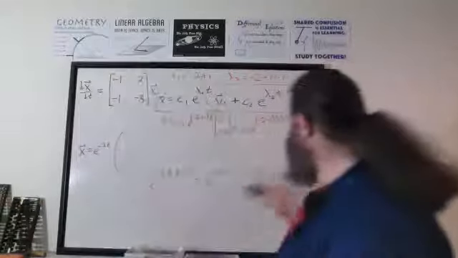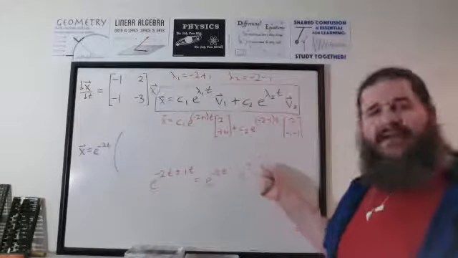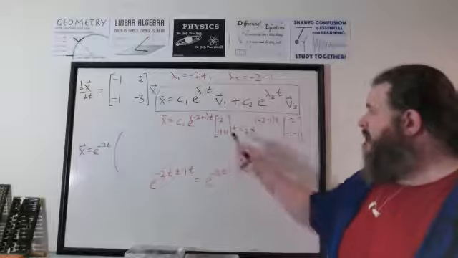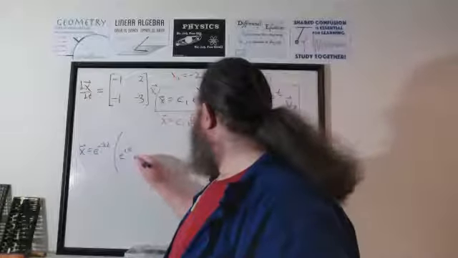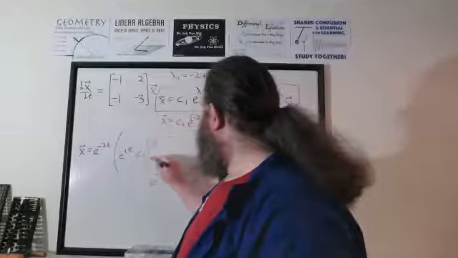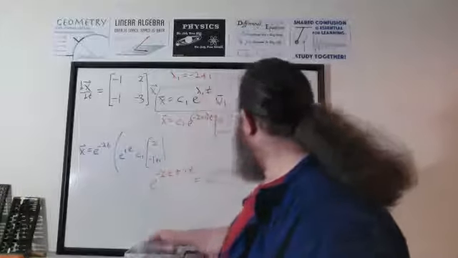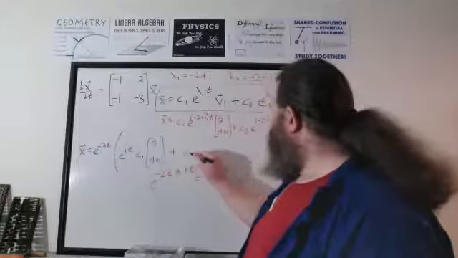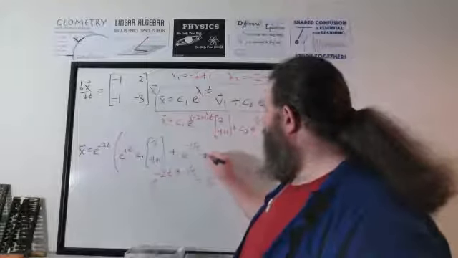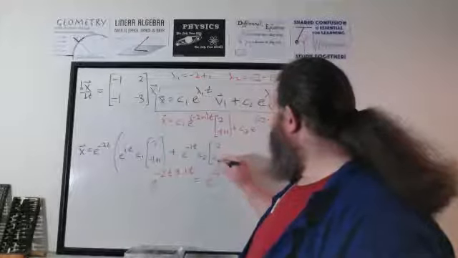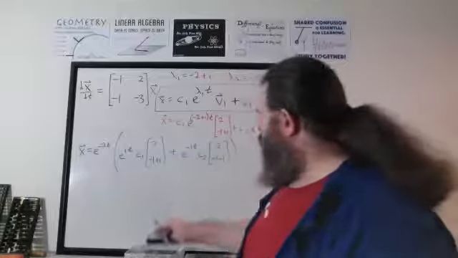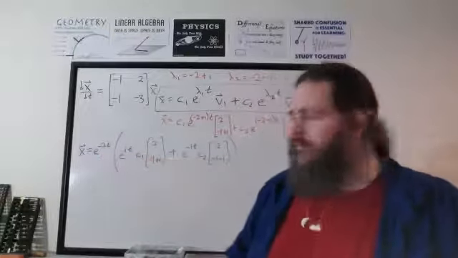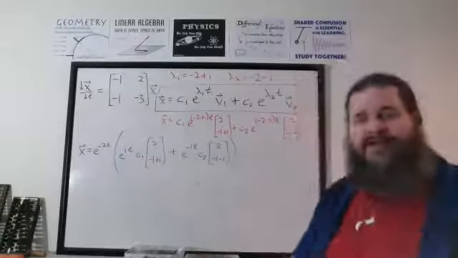We got e to the -2t times whatever's left. Specifically, what's left is going to be an e to the it or e to the negative it times each of these. So e to the positive it times c1 times (2, -1 + i) plus e to the negative it times c2 times (2, -1 - i). So we've split out the real exponential, and what's left, what can we do with the e to the it and e to the negative it?